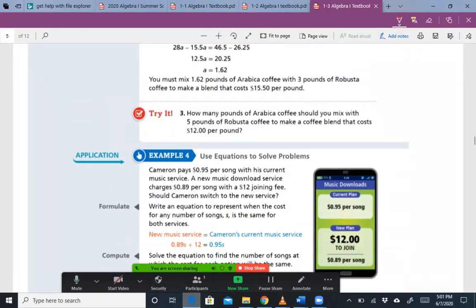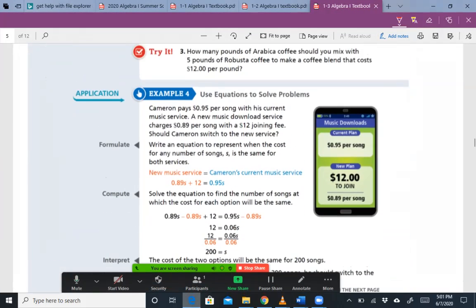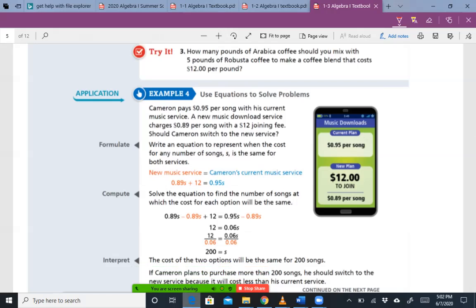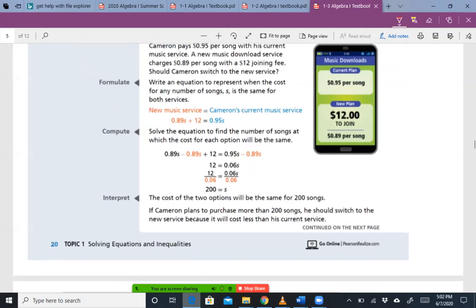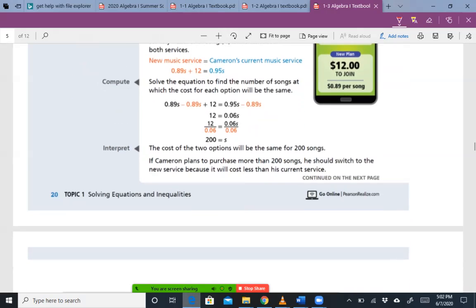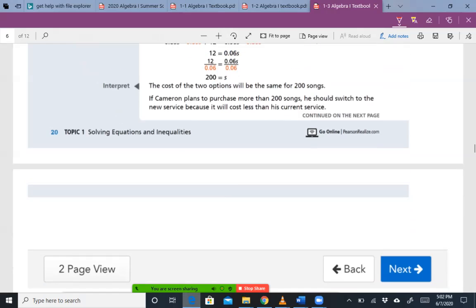Okay, here we go. This one here. Cameron pays 95 cents a song. A new music download service charges 89 cents per song, but you're also charged $12 to join. Should Cameron switch to the new service? Well, let's take a look here. 95 cents for each song, so 0.95x, but then the other one's 89 cents plus a $12 fee. Bing, bang, boom, you have your 2 equations. Balance, solve for x, or solve for the variable. Notice how it's equal to 200.